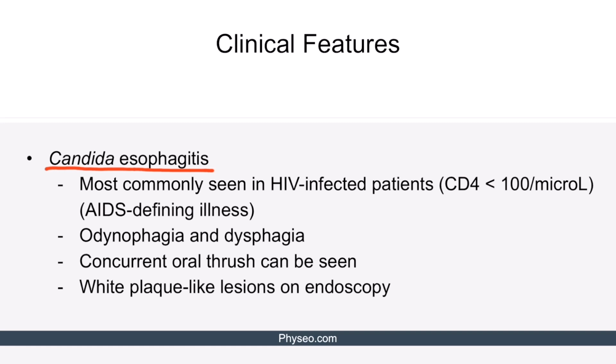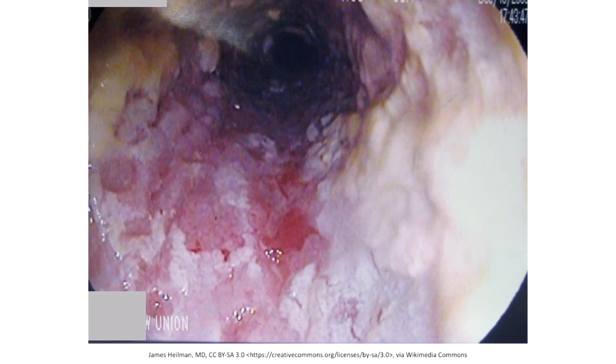So what's the main complaint of Candida esophagitis? Well, that's odynophagia and dysphagia. So in other words, difficulty swallowing and pain with swallowing. Now on physical exam, concurrent oral thrush can be seen. So you can see those white plaque-like lesions, and those are detected when you actually perform endoscopy. That's how you know it's in the esophagus specifically. So here's an endoscopic image of a patient with Candida esophagitis. And note those white plaque-like lesions.